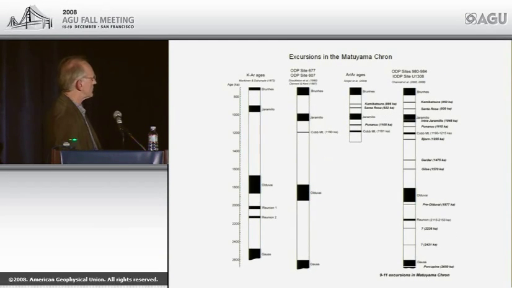For the Matuyama Chron, the excursions have been detected not only in sediments, which is summarized by this column, and there are about 9 to 11 excursions that have been found in the sedimentary records, mainly from the North Atlantic sites. Some of these have also been found in volcanic sites where the ages of the excursions have been established by argon-argon dating. So our conclusion would be that there are perhaps 9 or 11 excursions in the Matuyama Chron.